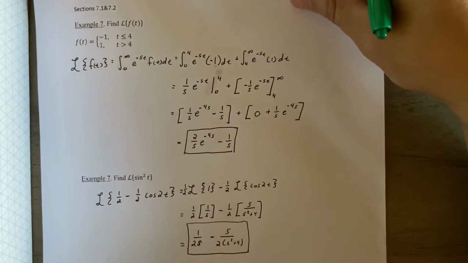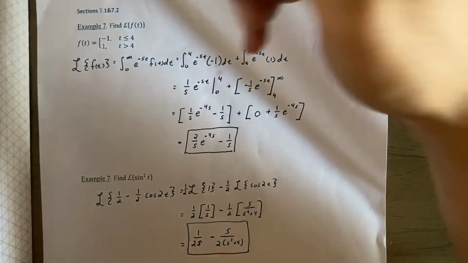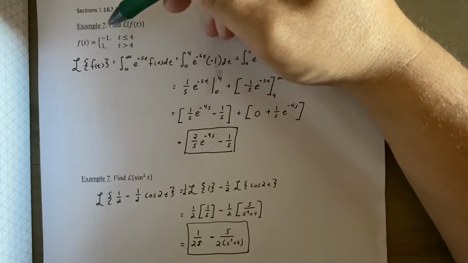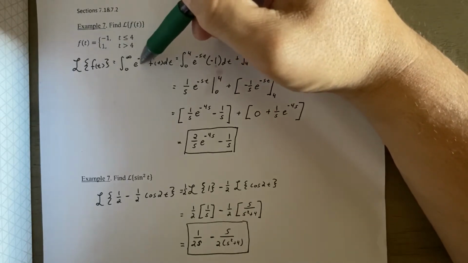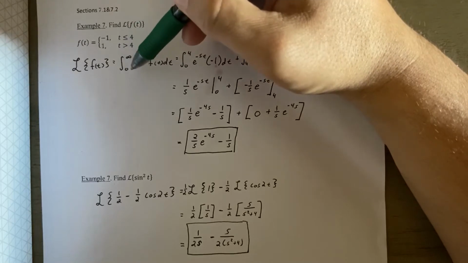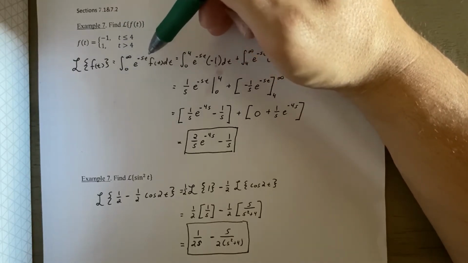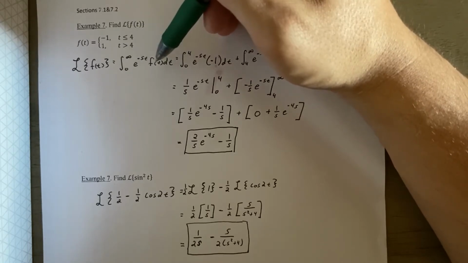Alright, welcome to page 4, 7.1 and 7.2, and here we're going to do the Laplace transformation of f of t, where f of t happens to be a piecewise defined function. So we're going to put it in our integral from 0 to infinity, where we have e to the negative st times f of t dt, where f of t is our piecewise defined function.